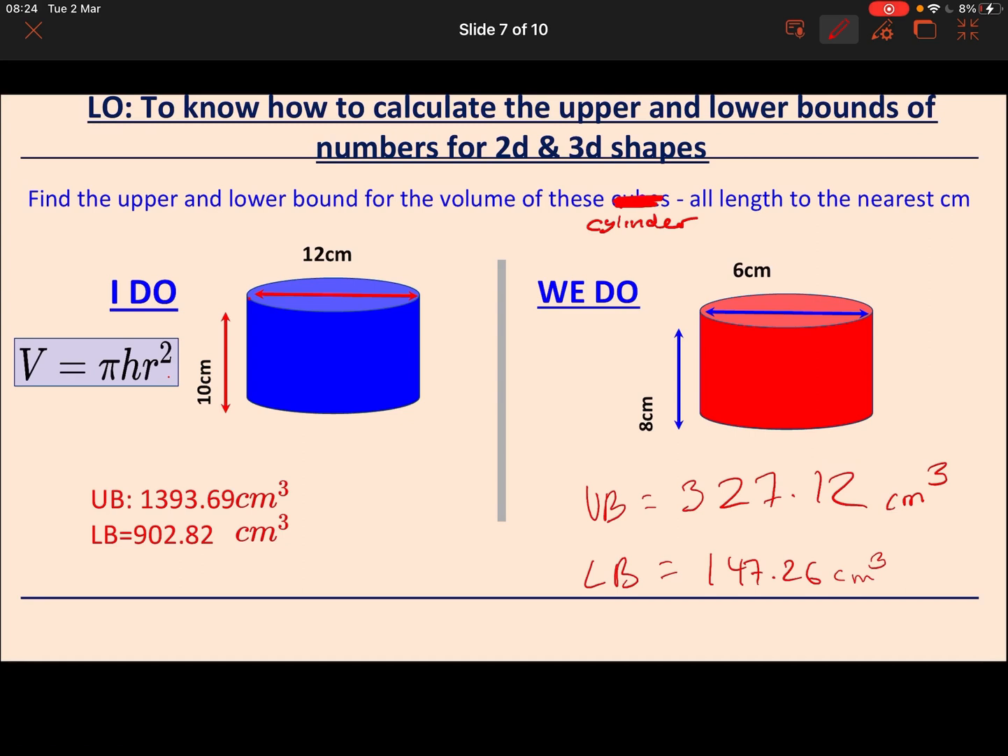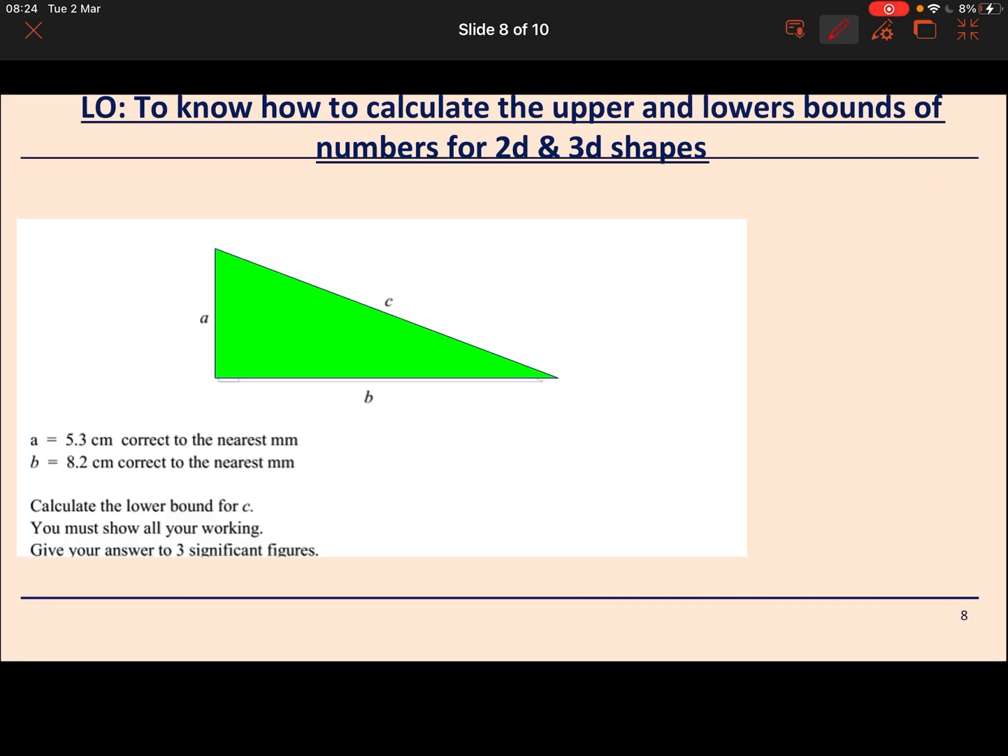Okay, let's go on to our next part. So here we have an exam question. I want you to pause the video and have a go at this question, and then I will give an explanation. Okay, I'm going to give the explanation now. So if you want to do this by yourself, make sure to pause the video.